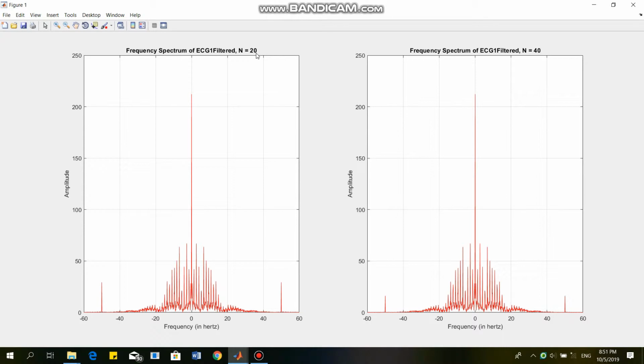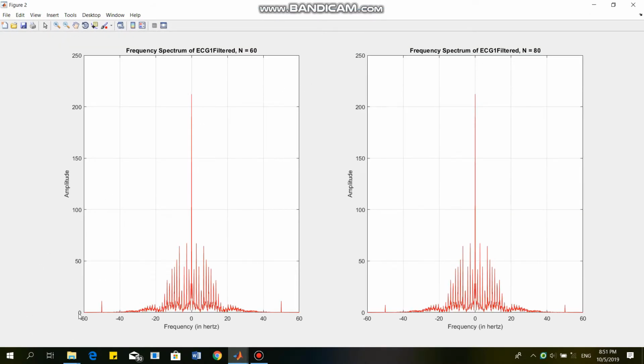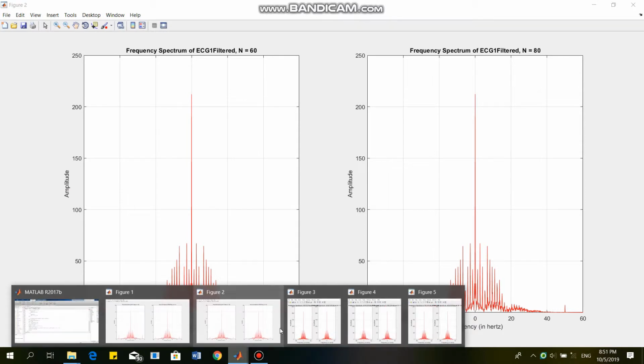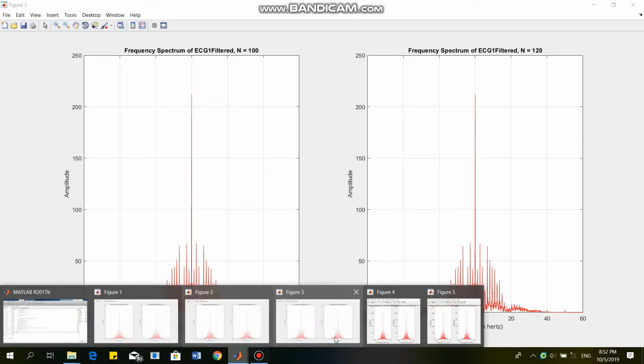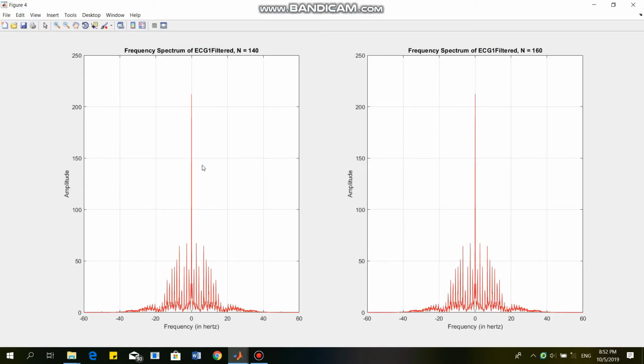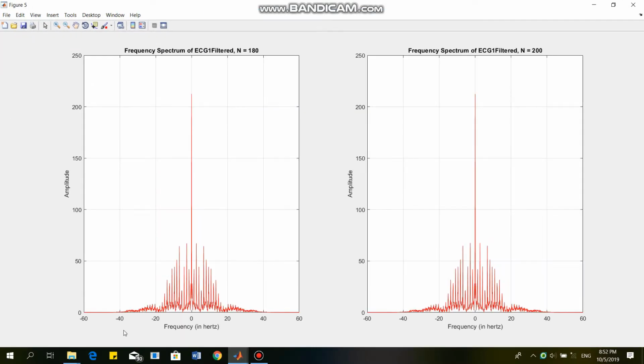we can see that at the order of 20 and 40, there's noise signal, and at the order of 60 and 80, there's also noise signal here and here. And for the order of 100 and 120, we can see that there is still noise, but the noise is getting smaller. And at the order of 140 and 160, we can see a slight difference, which is at the order of 140, we can see a small noise here, and there's no noise at 160. And at 180 and 200, we can see that there's no noise disturbing the signal.